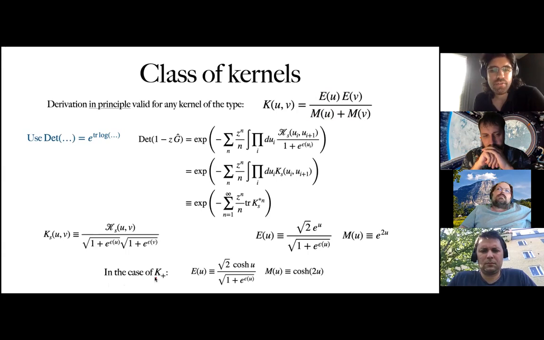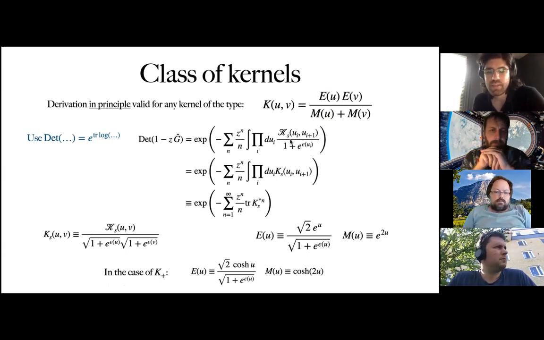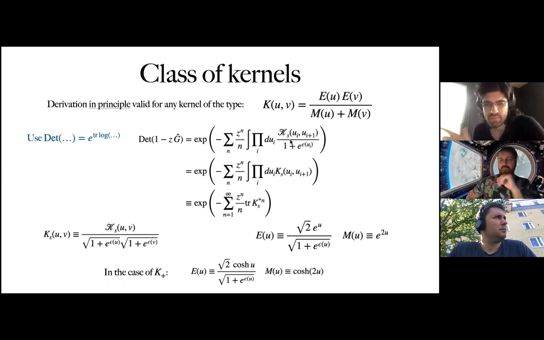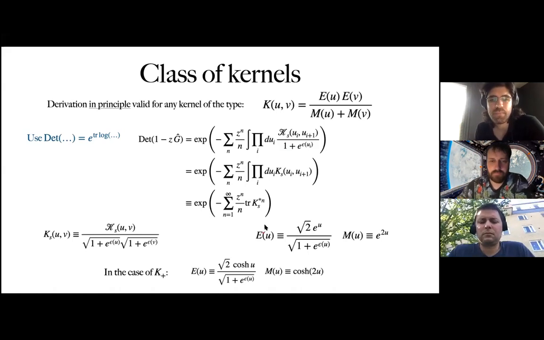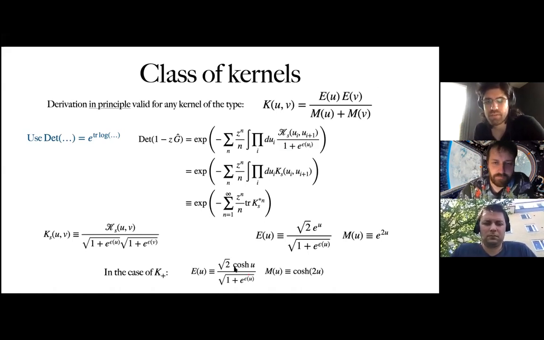So for the case of K plus, remember that K plus is basically the log of the S matrix, with S of U minus V and S of U plus V. That also can be brought to this particular form. Derivative of log, yes. That can also be brought to this form just by redefining this E of U and M of U.